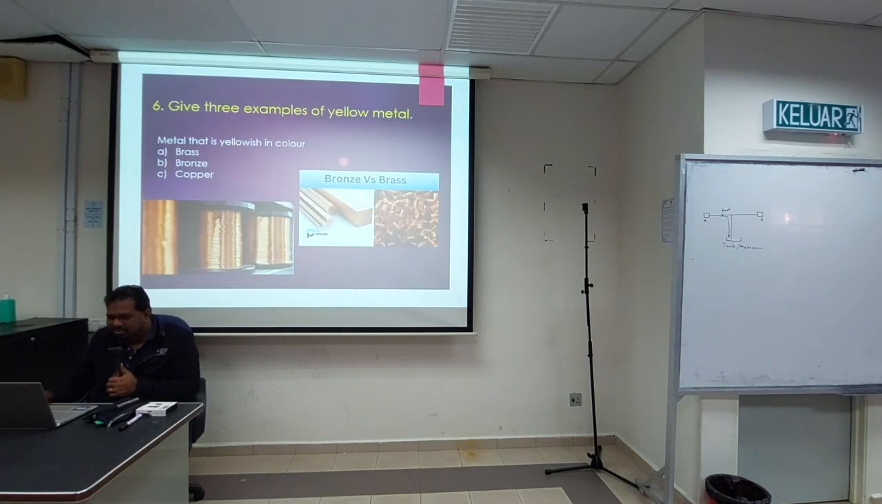Okay, number 6. Examples of yellow metal. One is brass. Okay, so there is brass and there is bronze. The colour looks more or less the same, but it is actually a different material. Inside there are different chemicals. So bronze and brass are alloys.